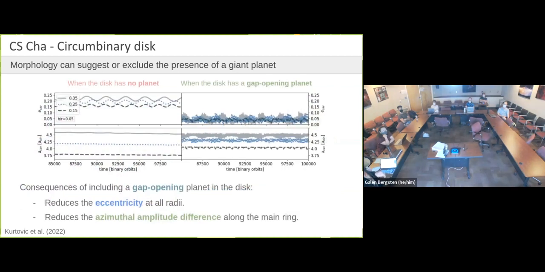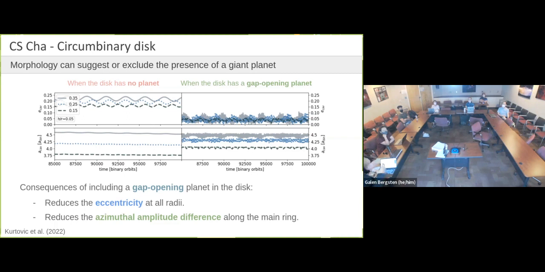Now, if we look at, for example, some properties of the cavity, here I'm showing you the eccentricity of the cavity for a disk that has no planet and when a planet is included, and also the size of this cavity when you have no planet and when you have a planet included. So you can see that the eccentricity is much more decreased when you have the planet, and then you can achieve the low eccentricity that we're observing, for example, in CS CHAP.